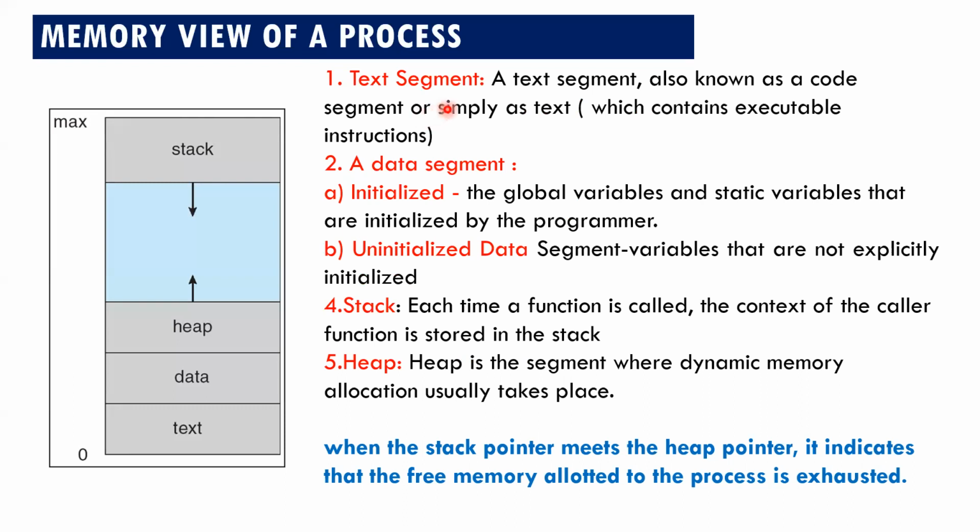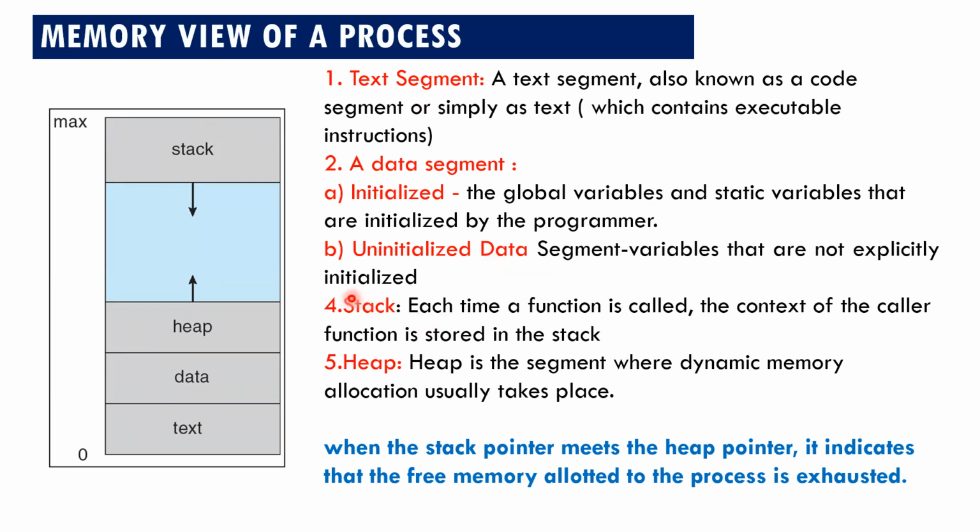First of all, the text segment, which is also known as the code segment, stores the executable instructions. The next one is the data segment, which includes both initialized data as well as uninitialized data. Initialized data includes the global variables and static variables that are initialized by the programmer in the program. On the other hand, uninitialized data includes the variables that are not explicitly initialized by the programmer, but they will be used in the program.